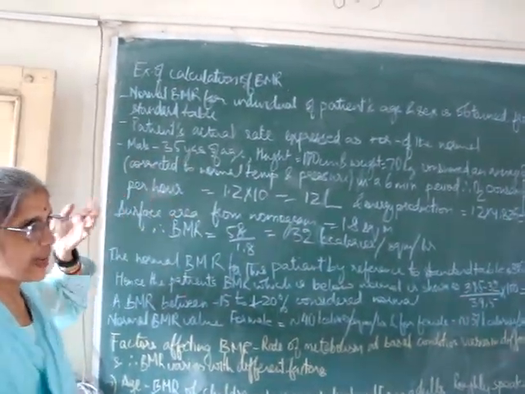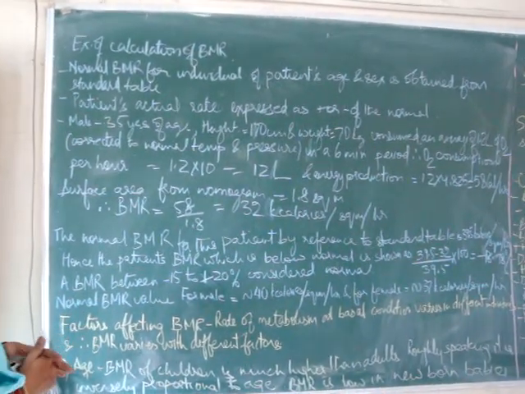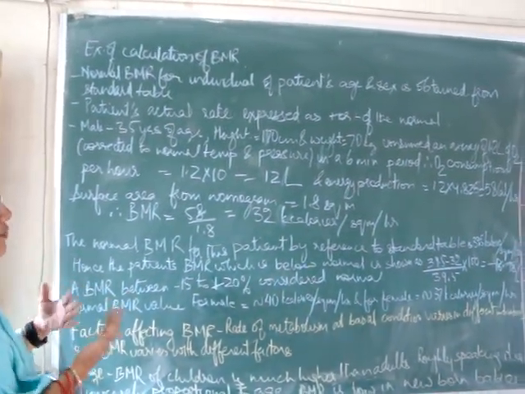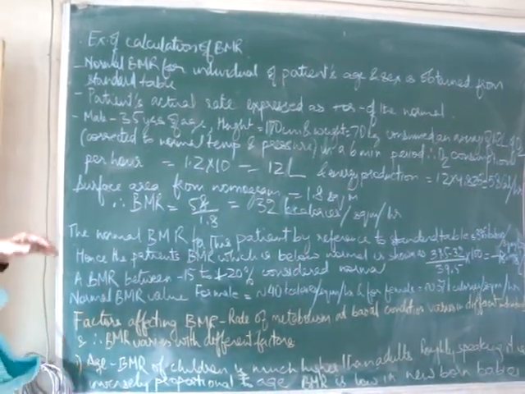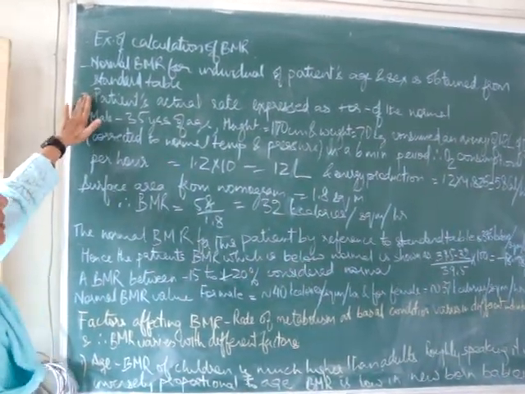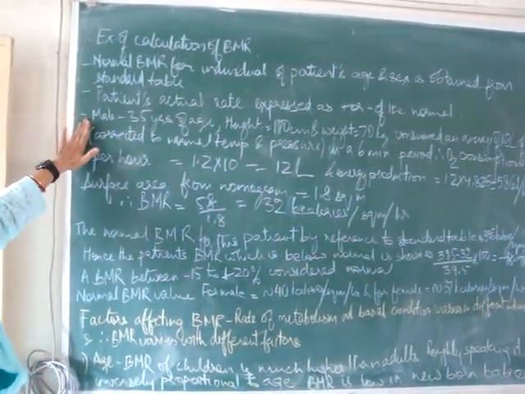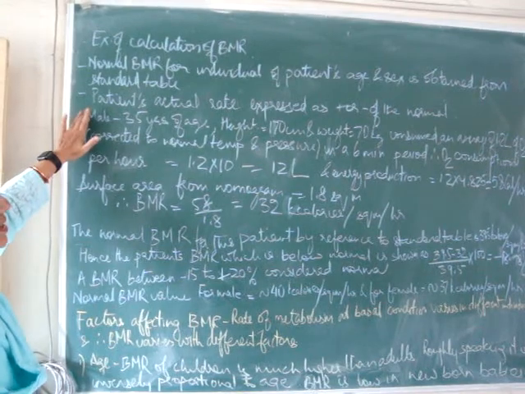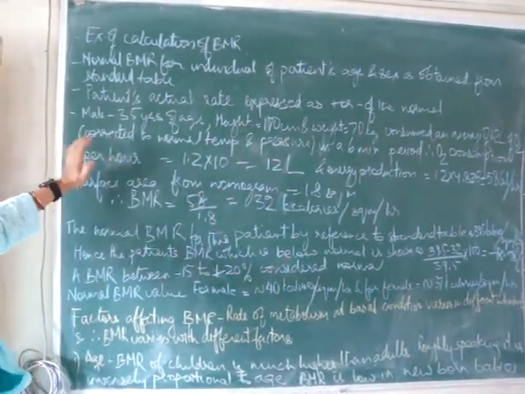In the last video we saw how we ascertained how much oxygen is being used and how we come to know about the surface area of the body. Now the calculation of BMR. Normal BMR for an individual of the patient's age and sex is obtained from a standard table. Then the patient's actual weight is expressed as plus or minus of the normal.